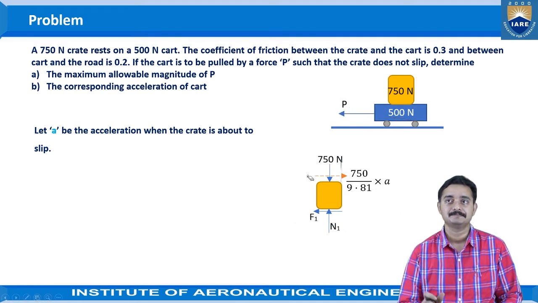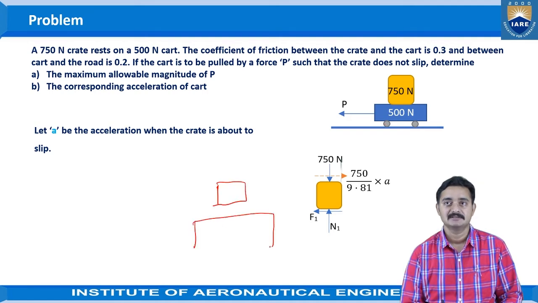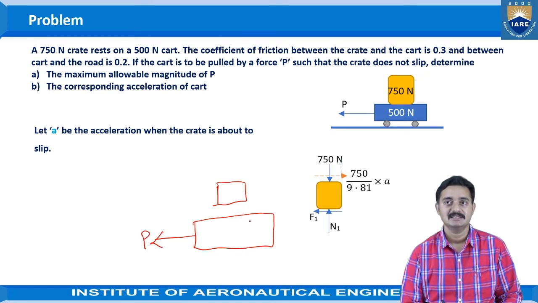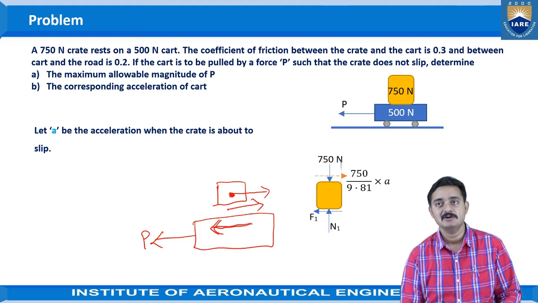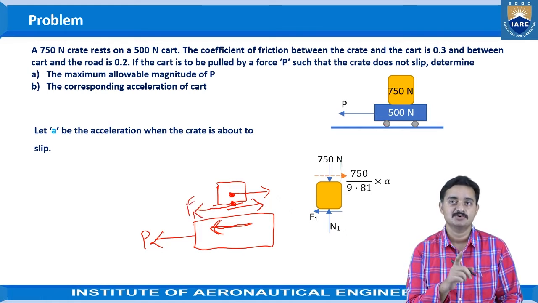Why is this considered as right hand side movement? Because here, observe, the crate and the cart is being pulled by force P. That means this object is trying to move towards the left side. Then in which direction is this object trying to move? As the cart moves towards the left side, the crate will try to move towards the right side. That means it will try to slip towards the right side. Hence, the friction will be acting in the opposite direction to the movement of the object. So the friction will be acting in this direction. That's why the friction direction is shown towards the left side.